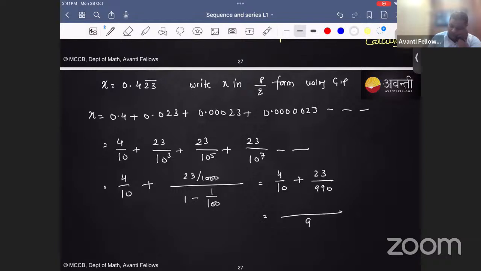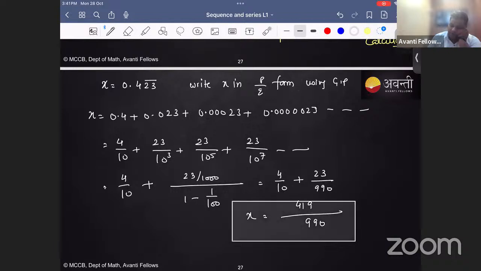Now if you take the LCM, the LCM will be 990. So it is 99 into 4. 99 into 4 is 436. Sorry, 396, and plus 23, so 419. So that is your X in the form of P by Q, and that is another way of writing these terms using GP. Got it?